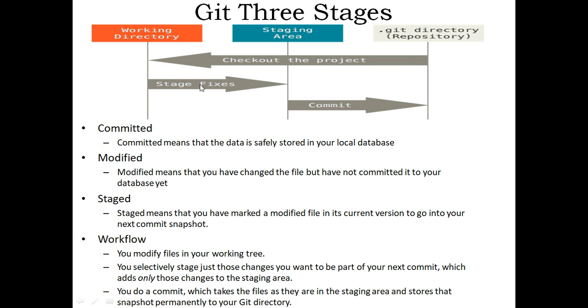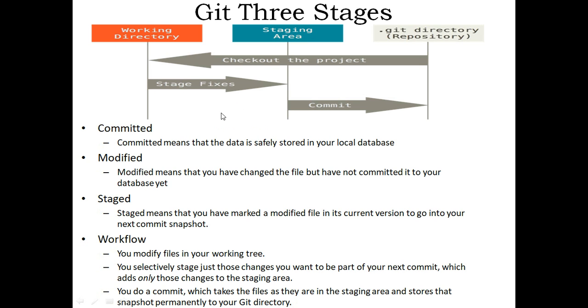Once you modify some of the files which need to go into the Git repository, then you mark those files as staged. Okay, the staging area will contain those files which will be committed back to the repository whenever we do the next commit, which will become a new snapshot.